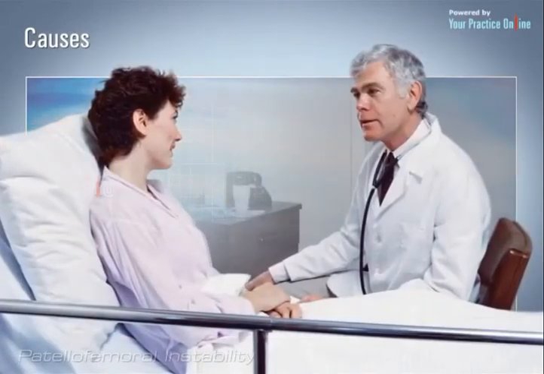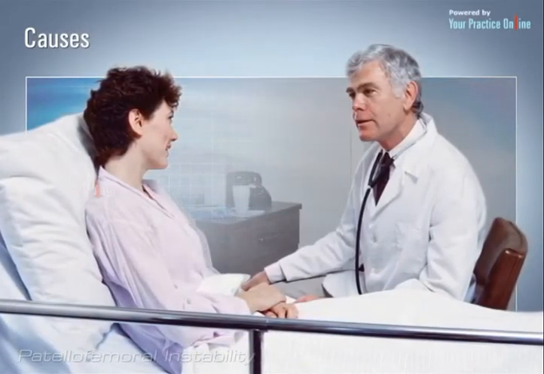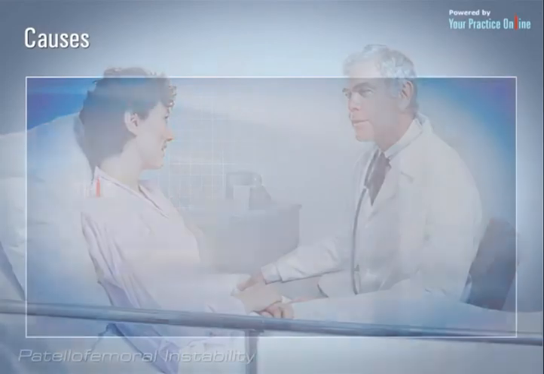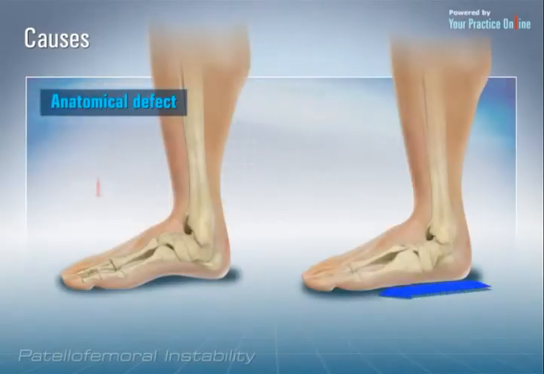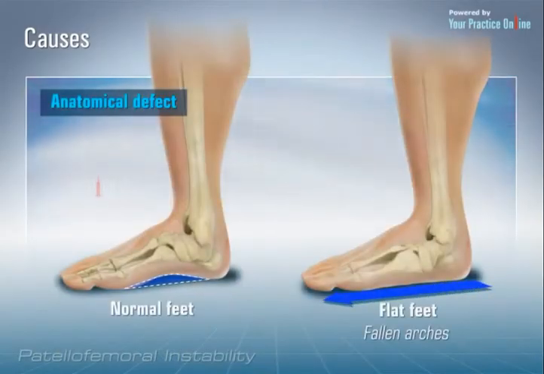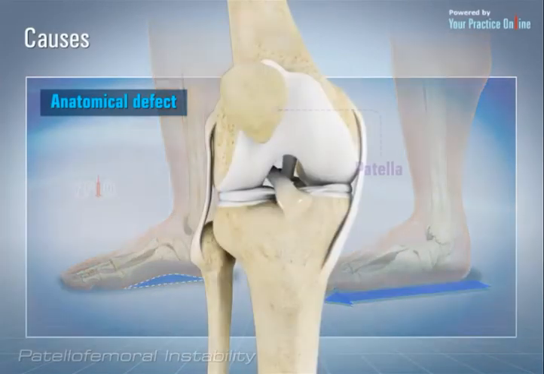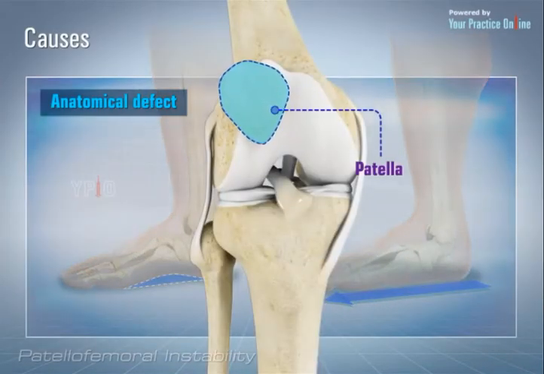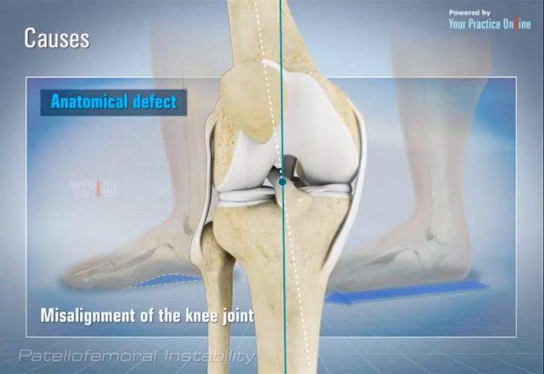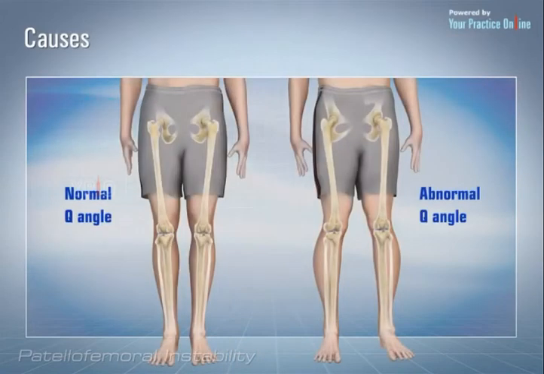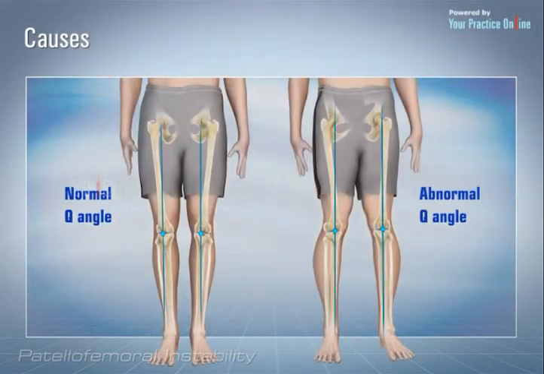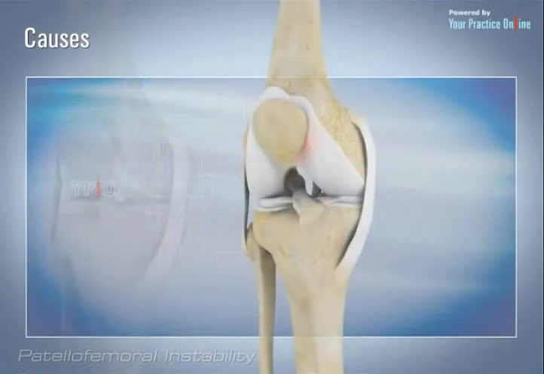A combination of factors can cause this abnormal tracking and include the following: anatomical defect, flat feet or fallen arches, and congenital abnormalities in the shape of the patella bone can cause misalignment of the knee joint. Abnormal Q angle. The high Q angle between the hips and knees often results in maltracking of the patella, such as in patients with knock knees.